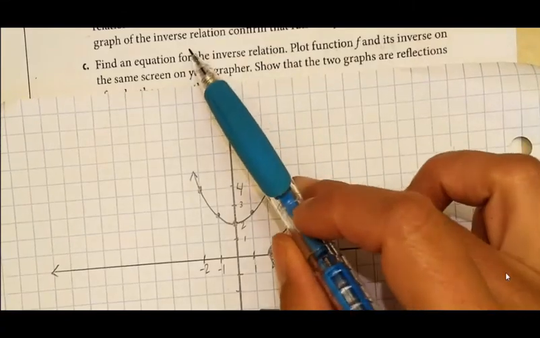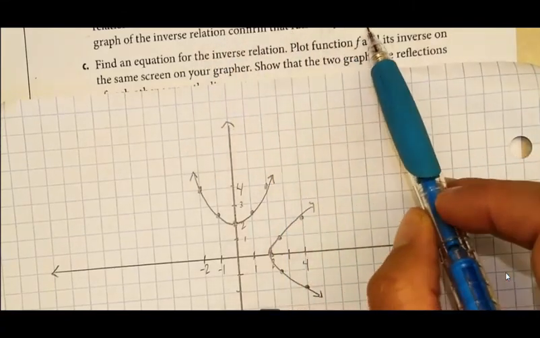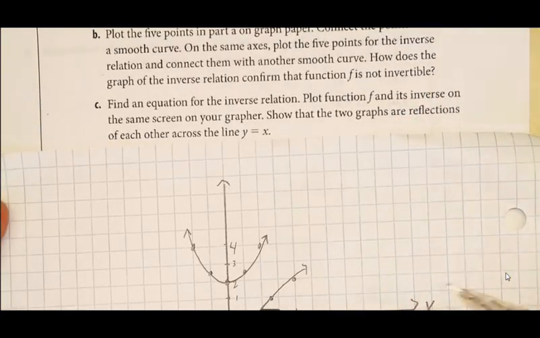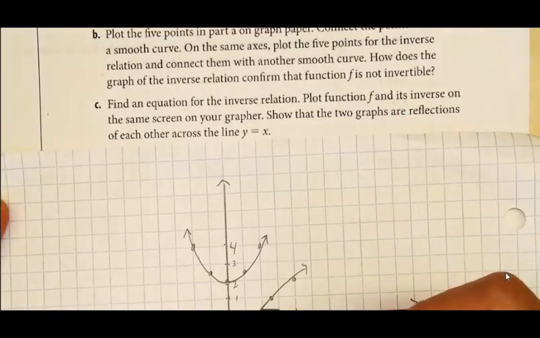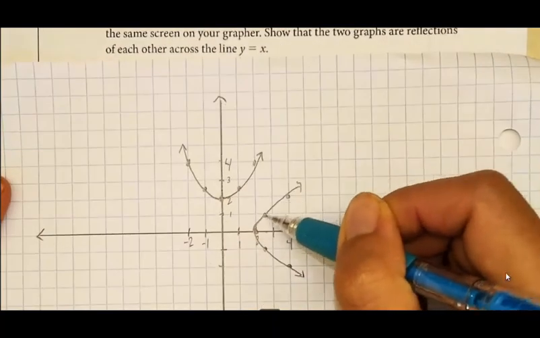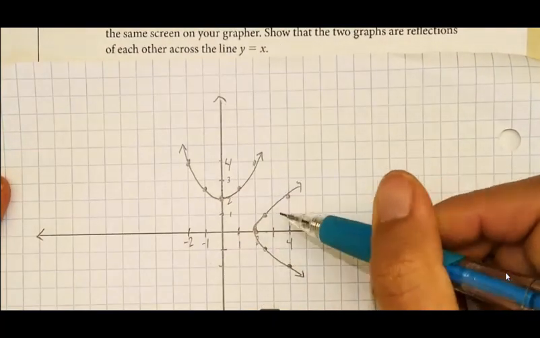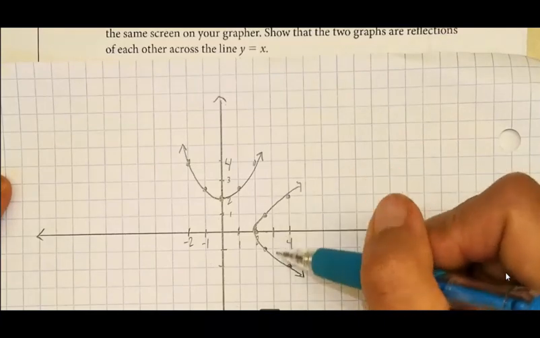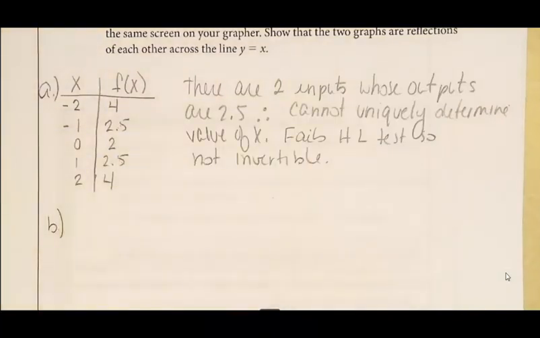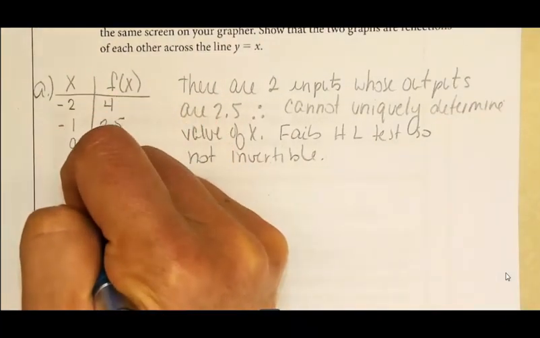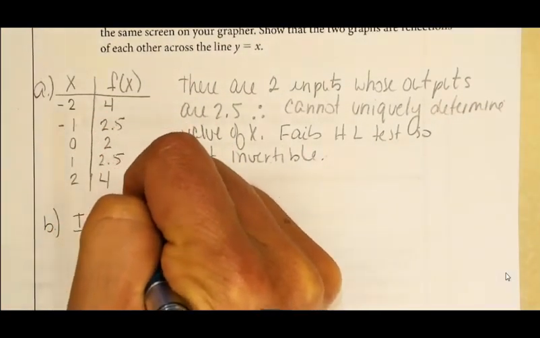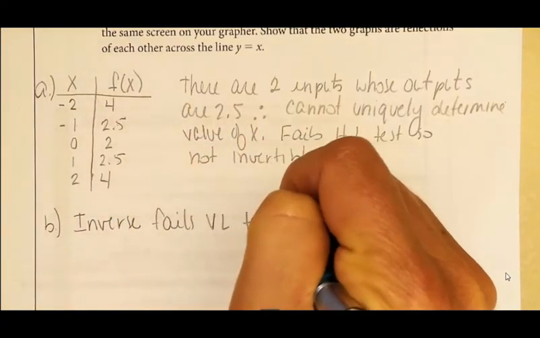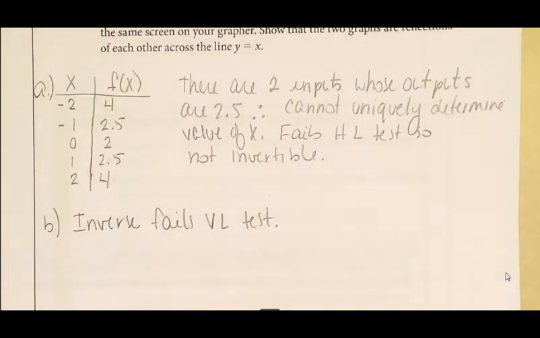How does the graph of the inverse relation confirm that the function is not invertible? Okay, so that's the part that I need to answer. So what's going on here? Well, I'm looking at this relation right here, and I'm noticing this is not a function. Why is it not a function? Well, every input doesn't have exactly one output, because it's not passing that vertical line test. So I'll say the inverse fails the vertical line test. So we know it's not a function.